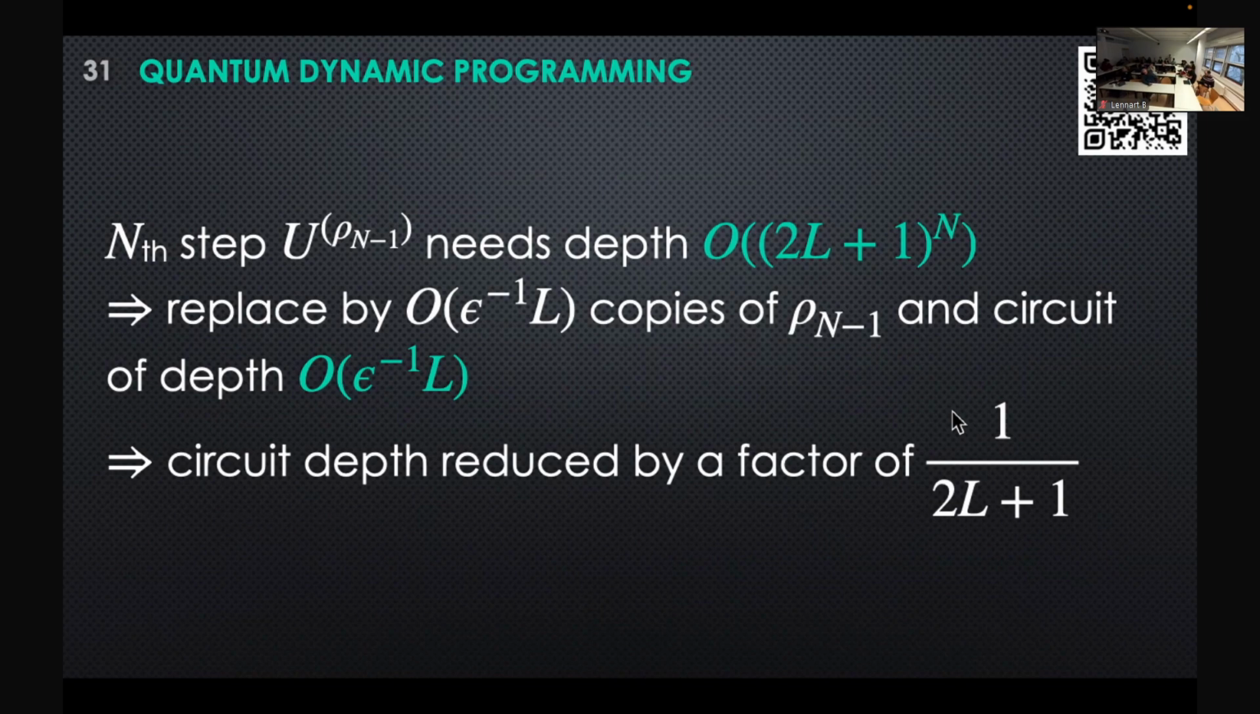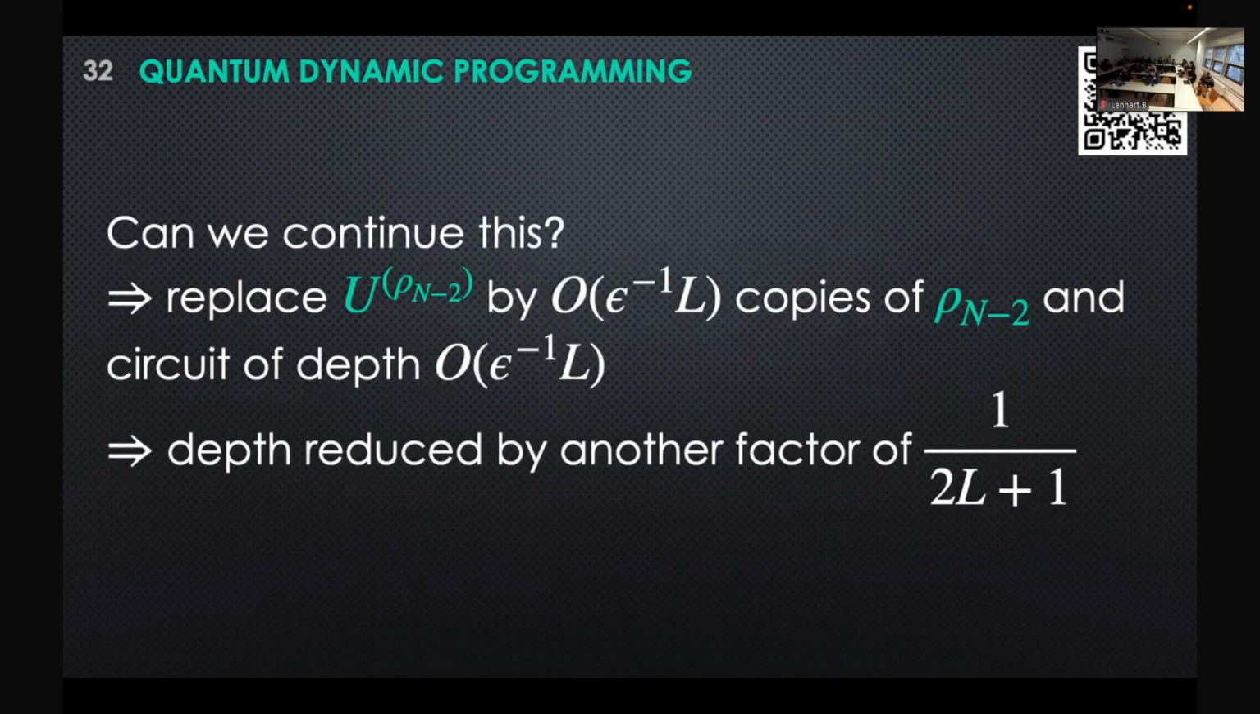But it's still exponential, right? Yes. It's like in the worst moment of the exponential, you chop off the last bit. Yes, because we only replaced the last step. Okay. We can try to continue this. We can replace the second last step with this number of copies of rho n minus 2 and the circuit of depth the same. And we reduce the depth by another factor of 1/ε² plus 1.